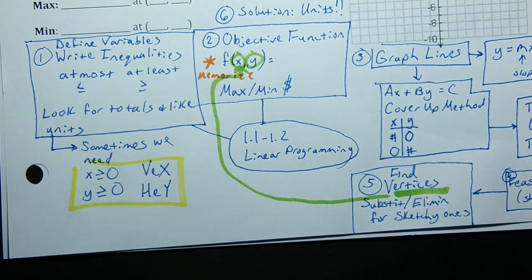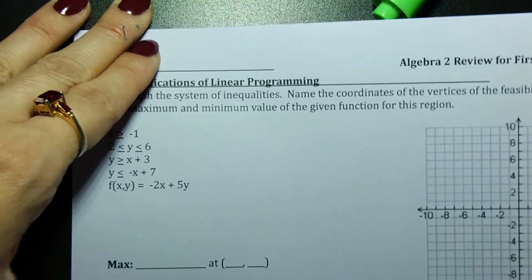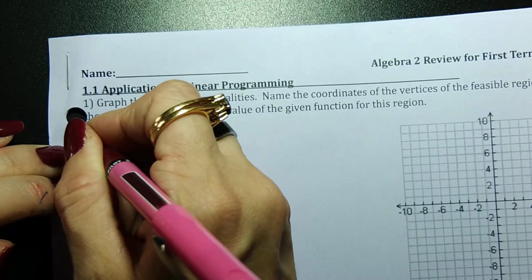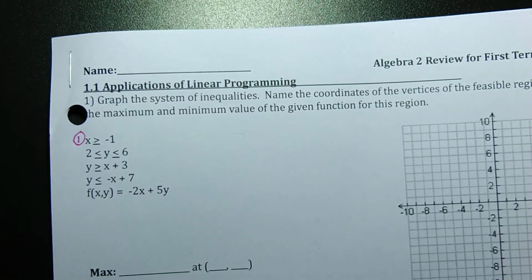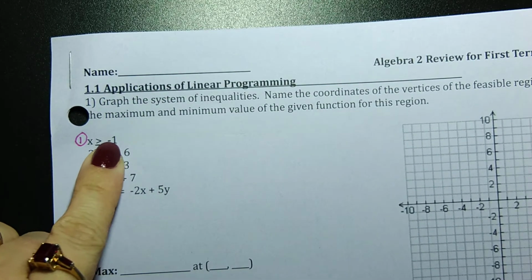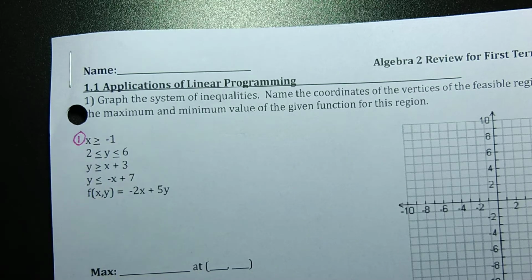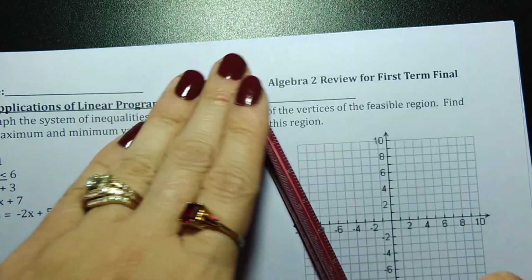And actually, folks, we're going to sidebar for a moment. I want you to go ahead and go up to number 1. And this is inequality number 1. So solo x equation, how are we going to graph that? That's going to be a vertical line at -1.